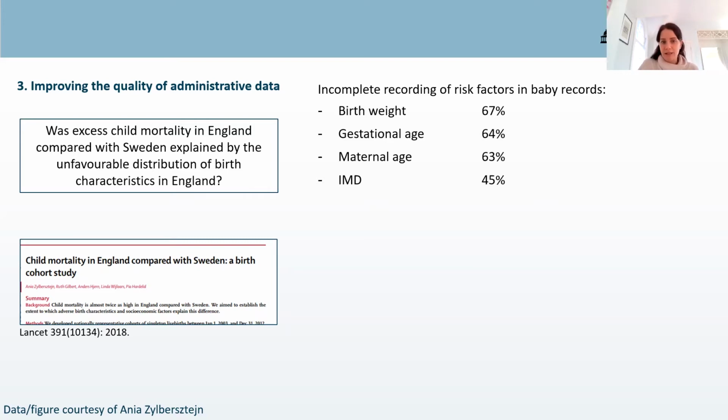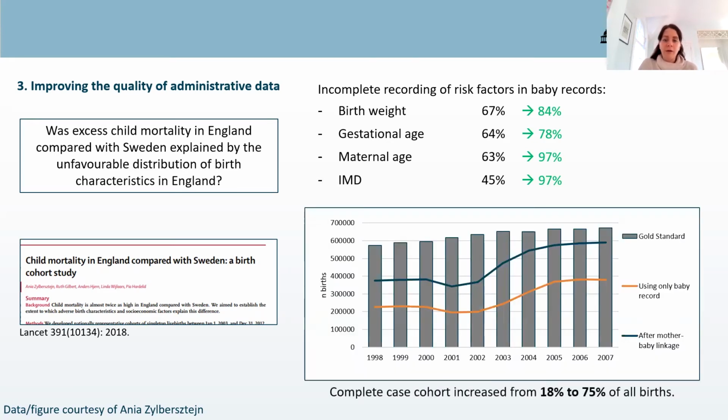So birth weight, gestational age, maternal age, and then the index of multiple deprivation, which is a score reflecting different measures of deprivation. But by linking to the maternal record, they were able to improve the completeness of these variables quite a lot and increase their cohort from 18% of all births here in the orange to 75% when looking at a complete case analysis compared to what we know are the national birth rates. So that made a huge difference, again, in terms of power and data quality.